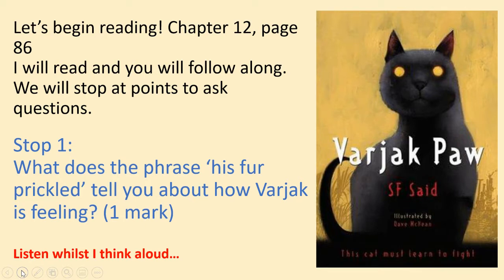Okay, so we are up to chapter 12, page 86. Gosh, this is going quickly. It's such a great book. It's going quickly because we're enjoying it. I'm going to read to you and you're going to follow along. Okay, are you ready? Page 86, chapter 12. Let's just remind ourselves of what happened in the last chapter. That's right, I just flipped back to have a quick look. Varjak has been left all alone. So he's met Tam, the shaggy chocolate brown cat, and he's met Holly, who's the black and white cat, and they've left him and he's all alone again.